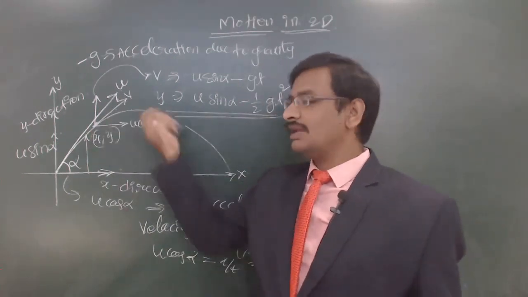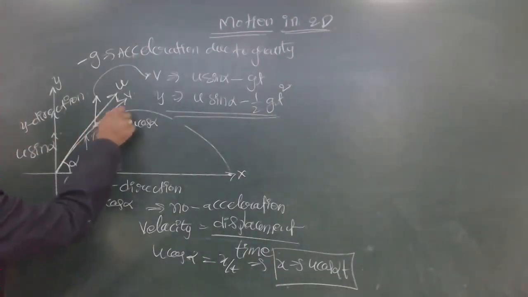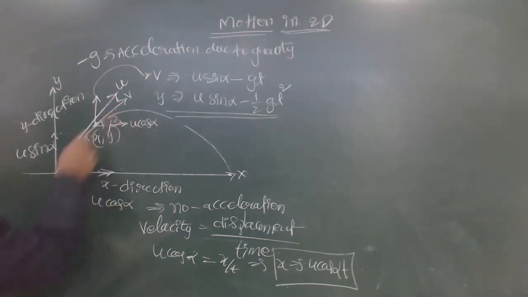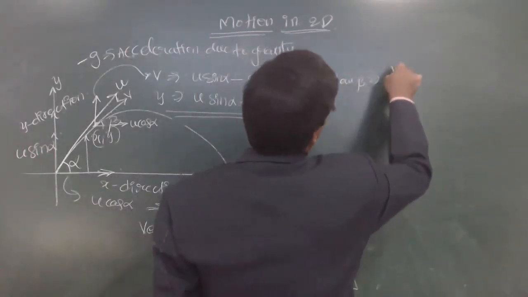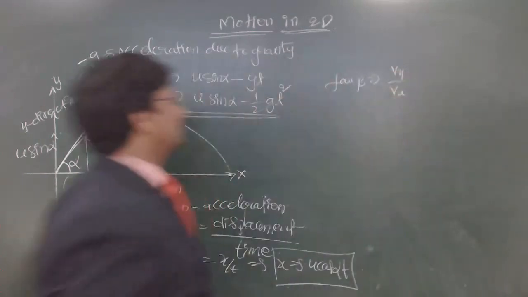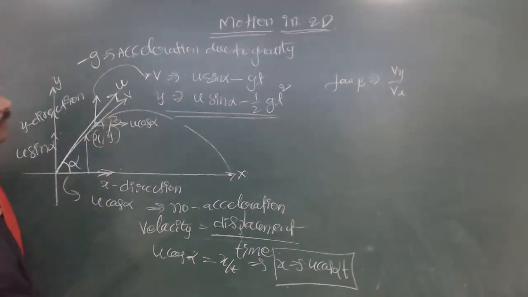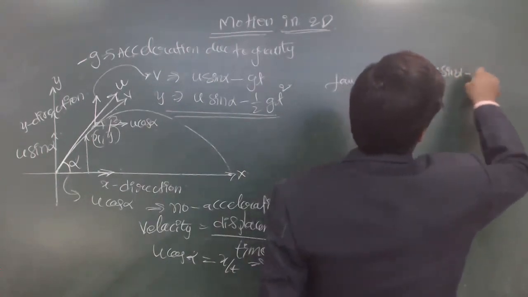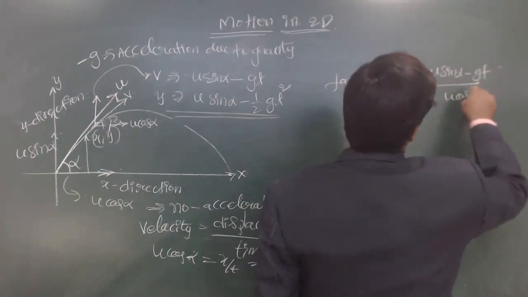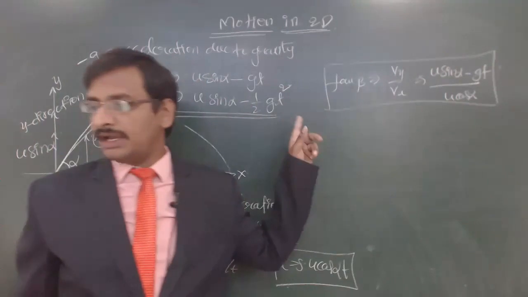Now, with what angle with respect to the horizontal is it traveling at any instant, if you ask? So this angle, I call beta, because alpha is already used. If I calculate beta, then tan beta equals Vy by Vx, because Vy is this component and Vx is this component, and this is the direction of the velocity. So Vy is u sin alpha minus gt, divided by u cos alpha. With this relation, you will be able to get the angle of direction at any instant for the particle.